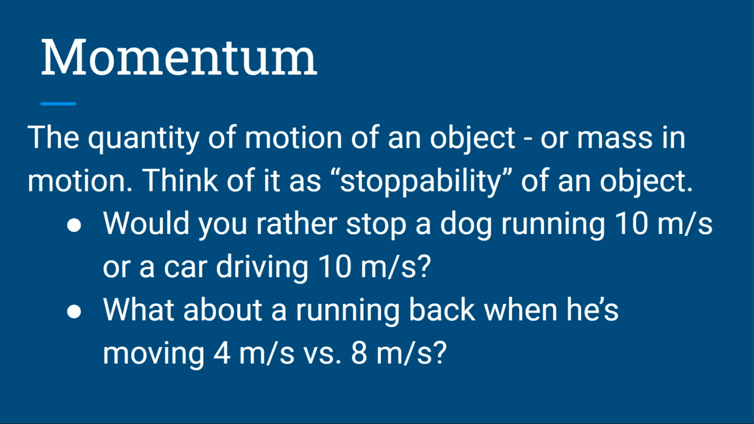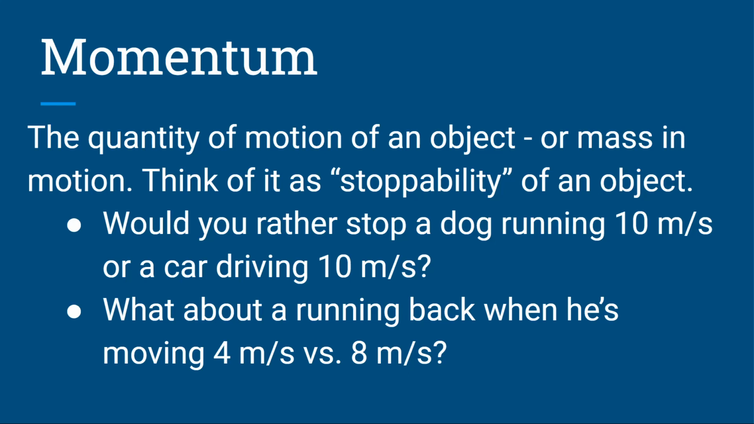Okay, you don't want to get hit by a car driving 10 meters per second. I don't know that you want to get hit by a dog moving 10 meters per second either, but it's better than a car. And so you can think of that as, again, the stoppability. It'd be easier for you to get that dog to stop than that car to stop.